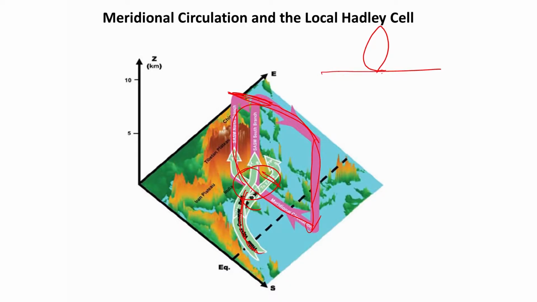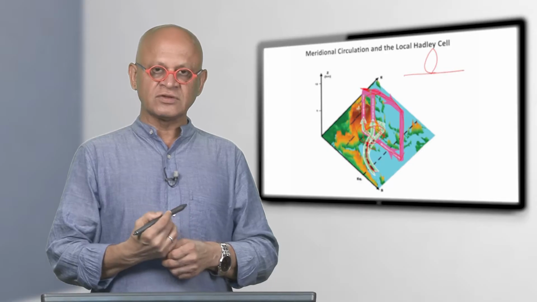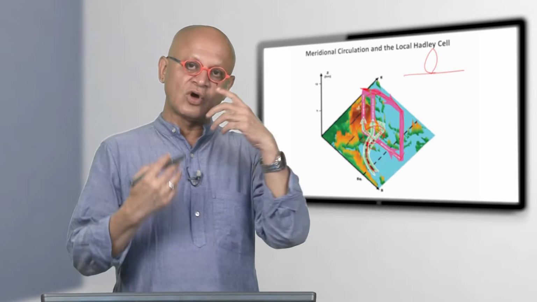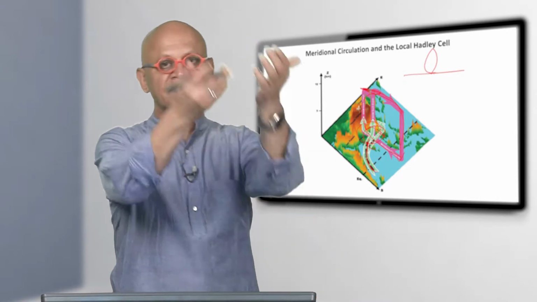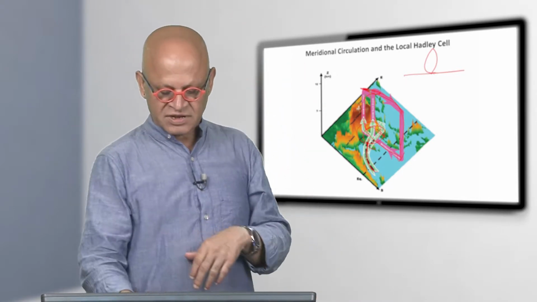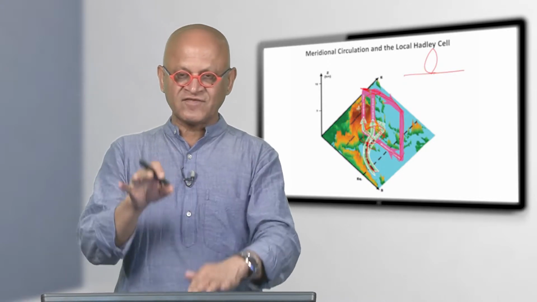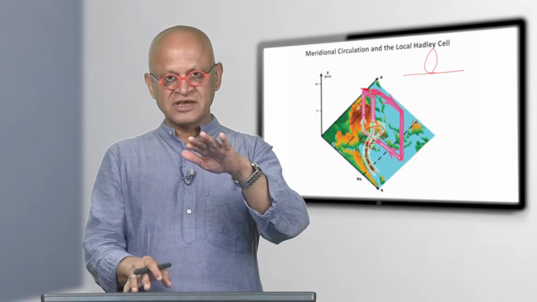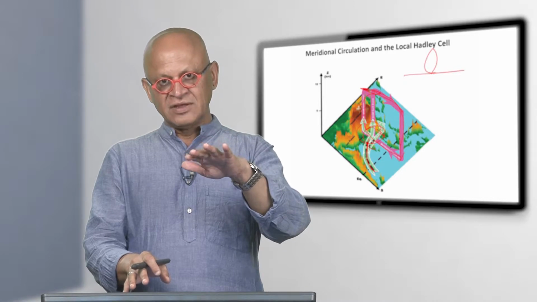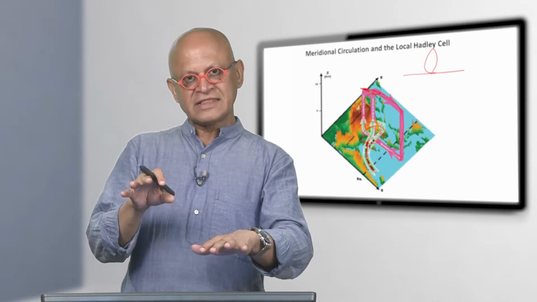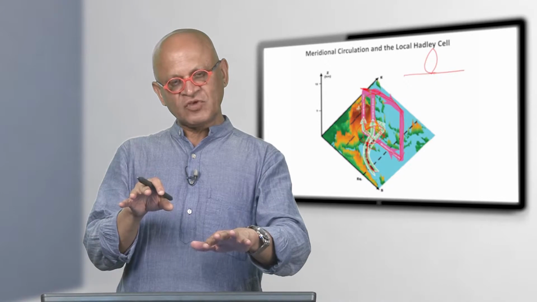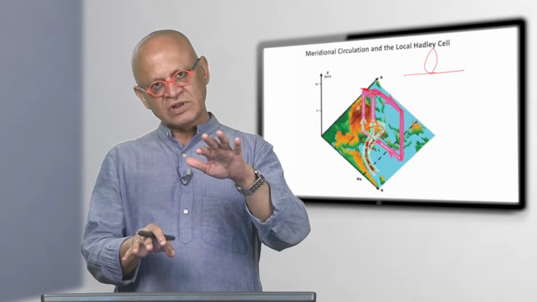So, remember that the global Hadley cell is rising on the equator and sinking off the equator, whereas the monsoon is off the equator. The rising is happening off the equator, and the flow is coming back to the equator and sinking. Is it that simple? No, it turns out that there is an oscillation. India is getting rains for a few weeks, and then there will be a mini drought for a few weeks, and then it will start up again.